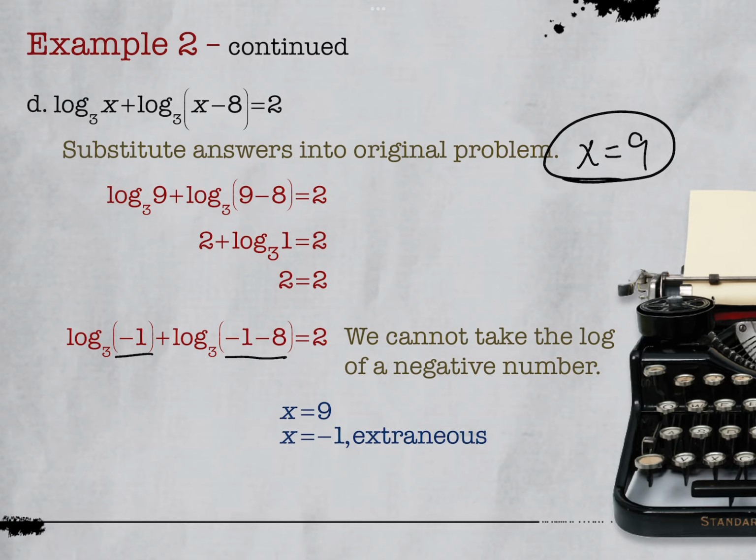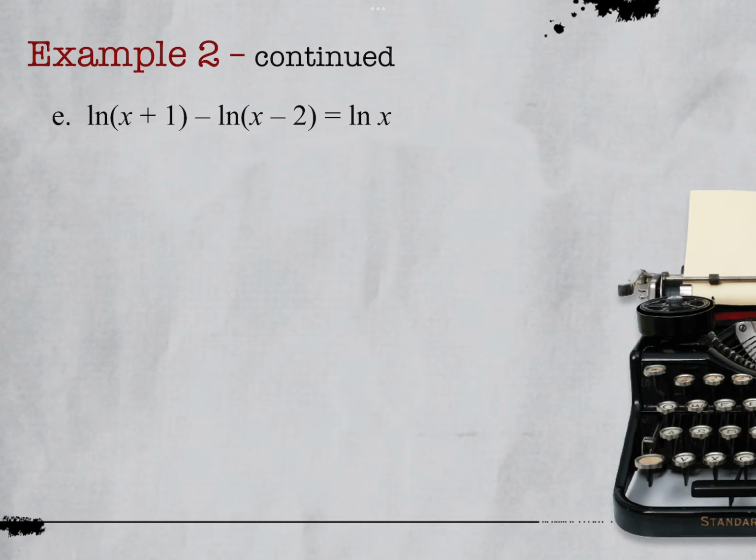So when you give me your answer, you would just say x equals 9, cross this one off, or do something like that. You don't have to tell me it's extraneous. Just knowing that it is works just fine. So if we look at another one of those, here I have ln of x plus 1 minus ln of x minus 2 equals ln of x.